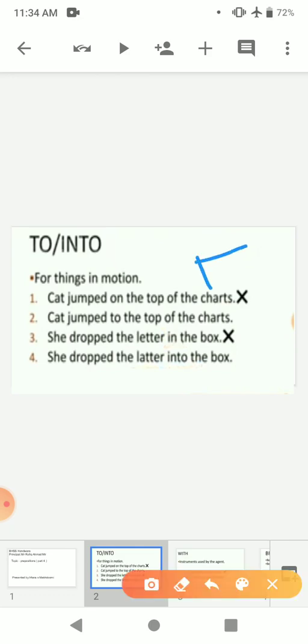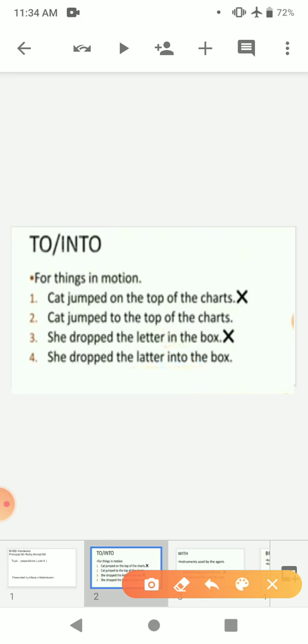For example, this is a table and a book is here, and we will say a book is on the table. No motion or movement can be seen there, that's why we use on. But if we see motion or movement, we say to. Similarly, we use into, not in, when we have to show things in movement or motion.